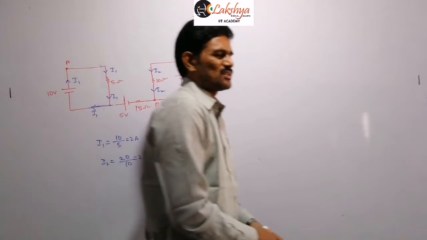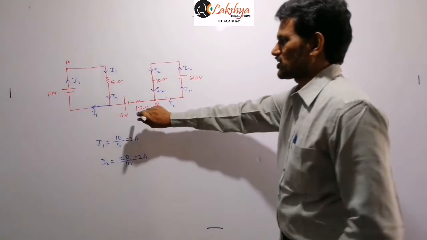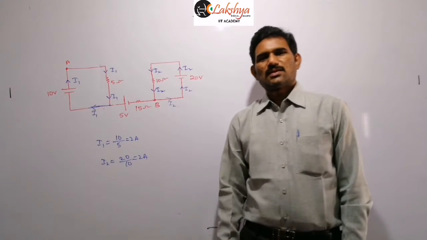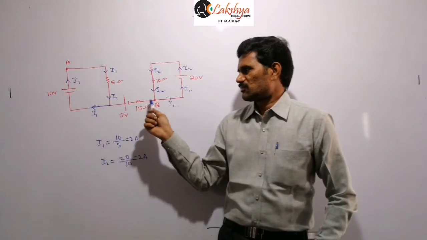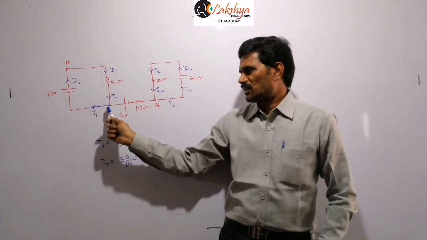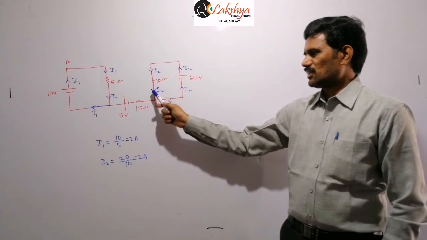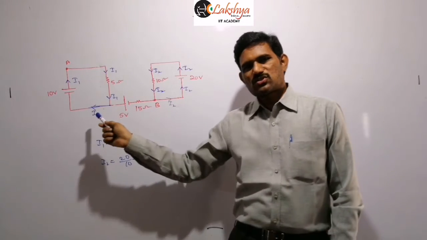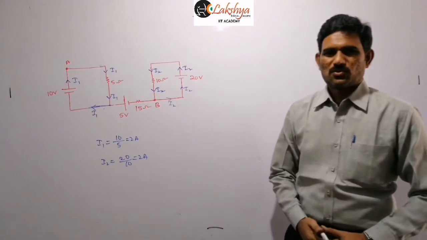Now our question is, what is the current flowing through the 15 ohm resistor? That 15 ohm is here. What is the current flowing through the 15 ohm resistor? Zero. No current is flowing in this path. Whatever current comes here flows like this, and similarly whatever current comes here will flow like this. No current is flowing in this branch. And so the current flowing through the 15 ohm is 0.